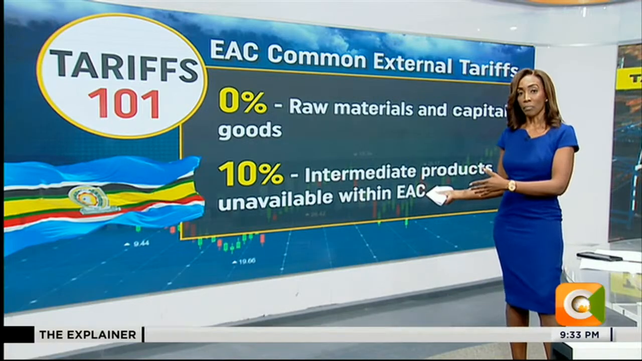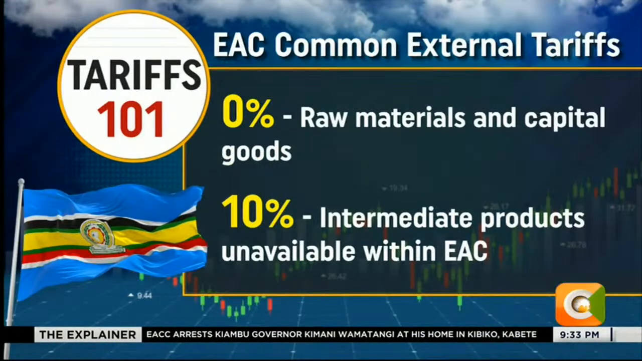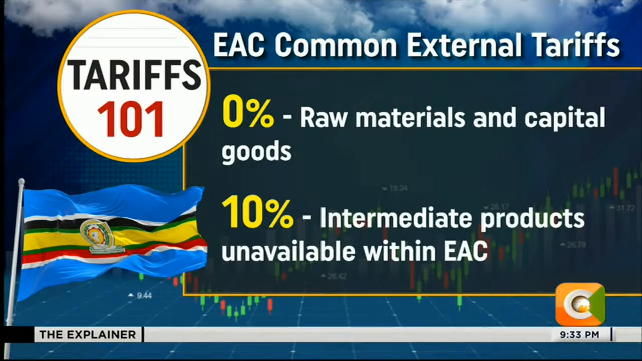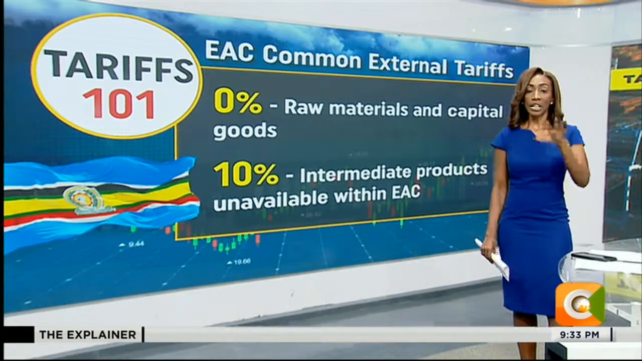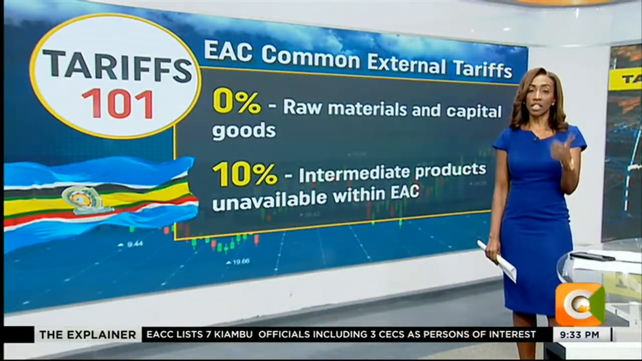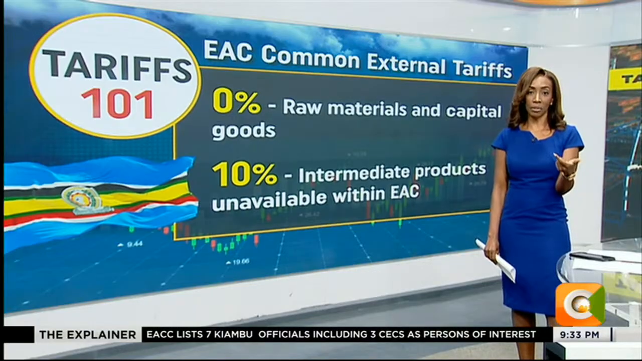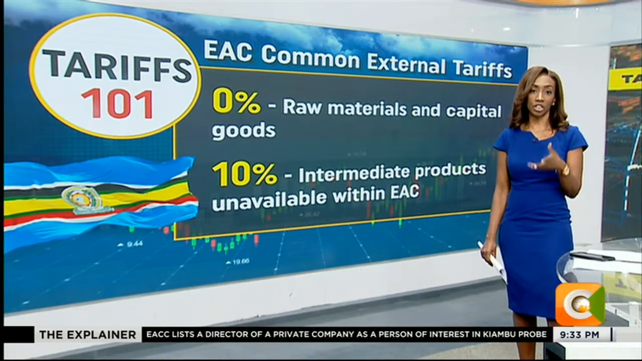Here is an example. The East African Community has instituted a unified graduated duty structure for imports entering the East African region. The aim is to incentivize value addition within East Africa by protecting local production. Now, it is a four-band structure, as you can see here on the screen, starting with 0% for raw materials and capital goods, which is to allow countries in the bloc to import raw materials cheaply.